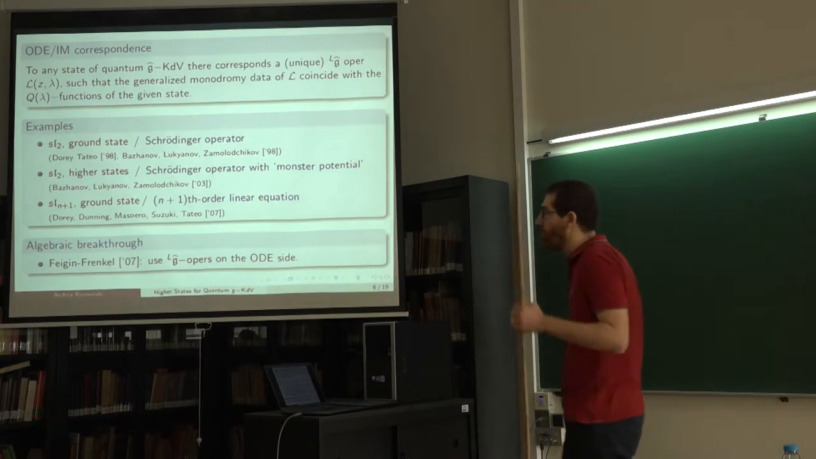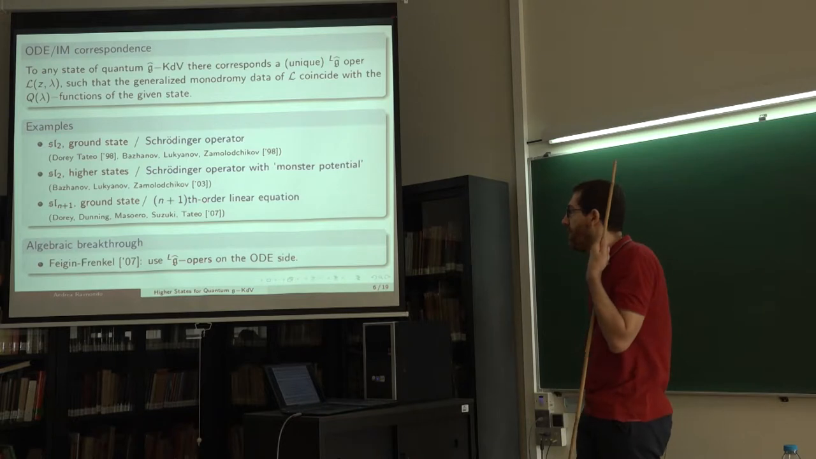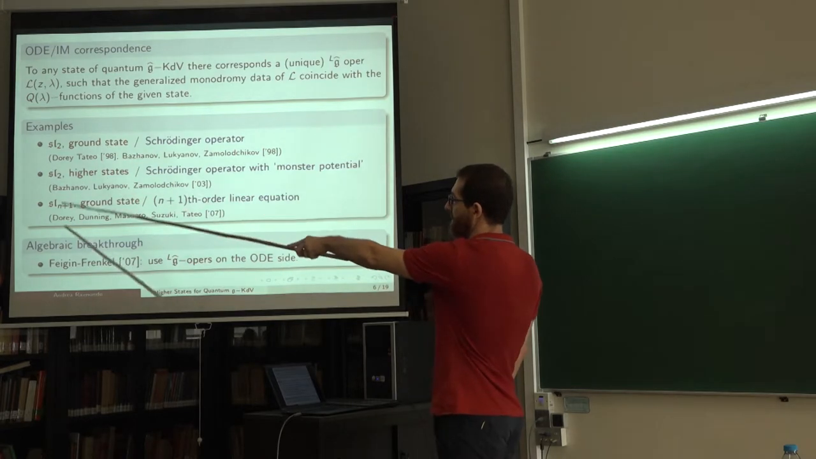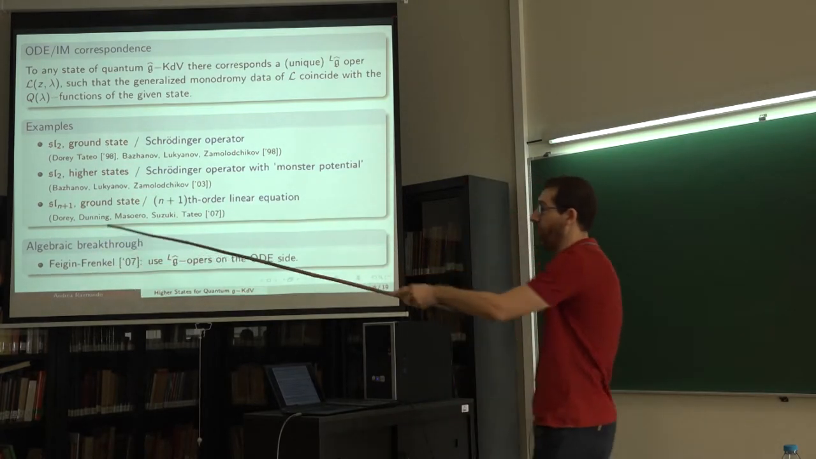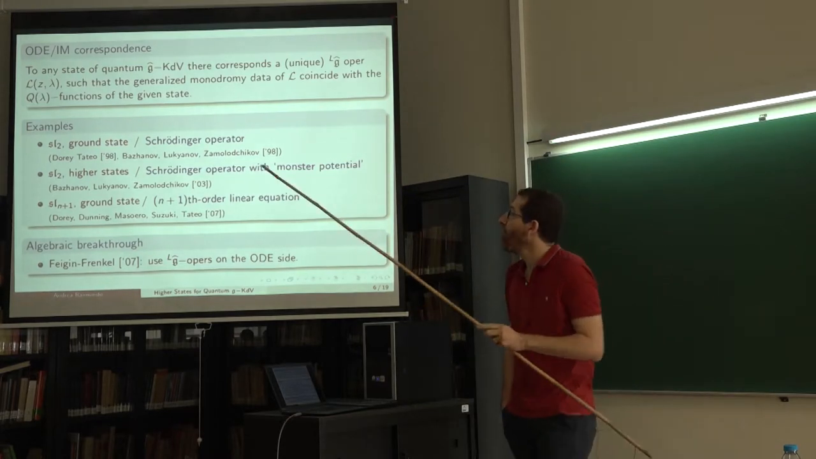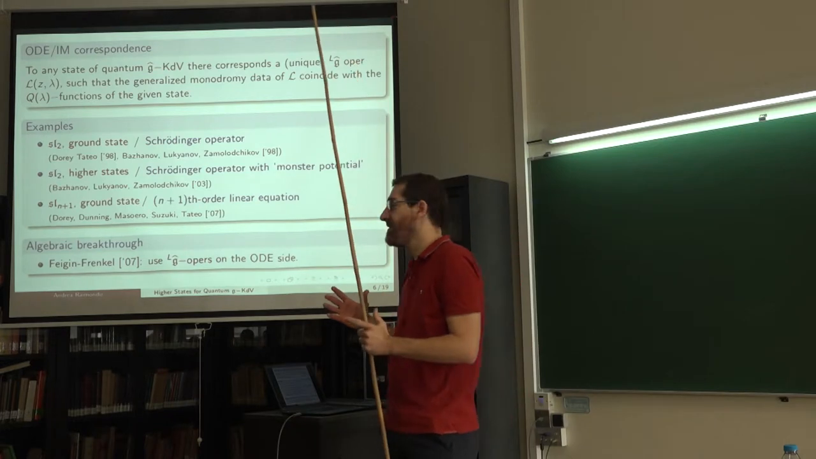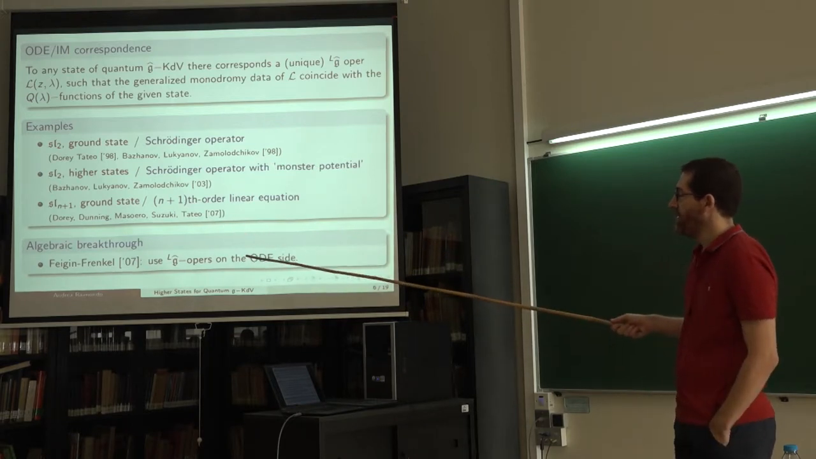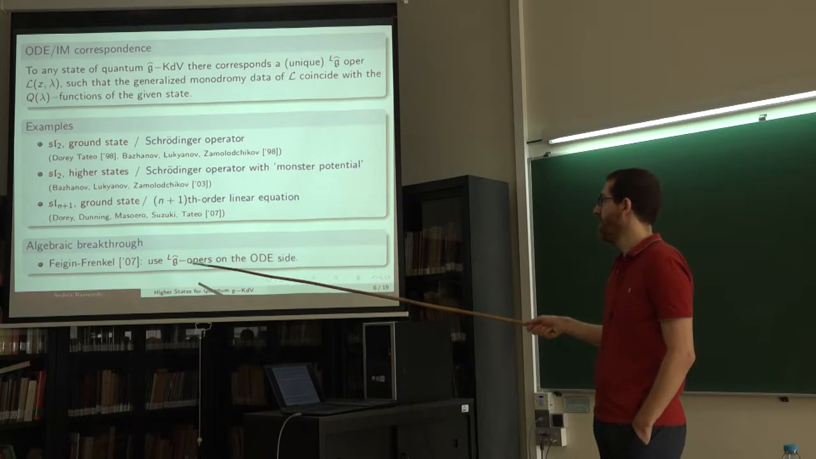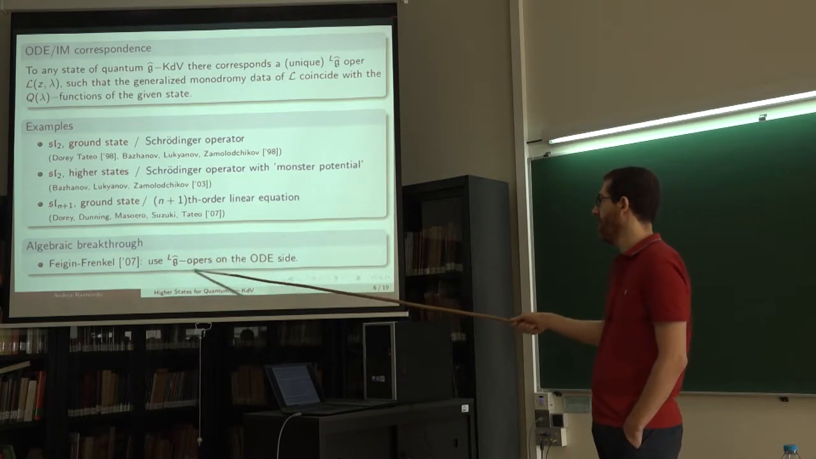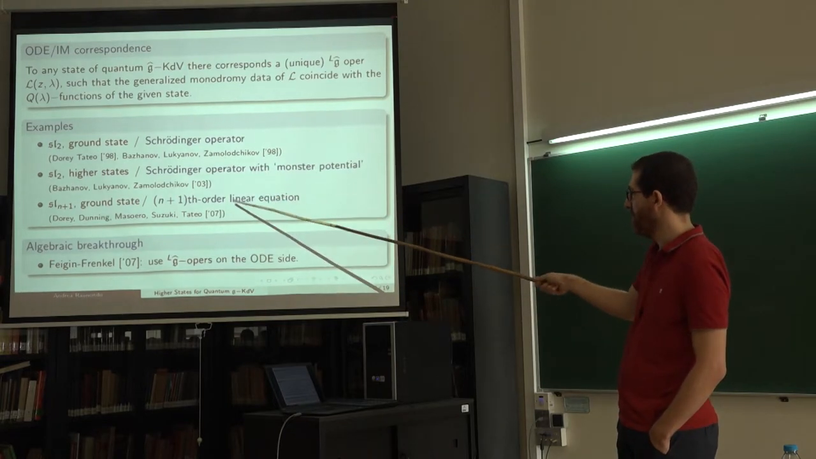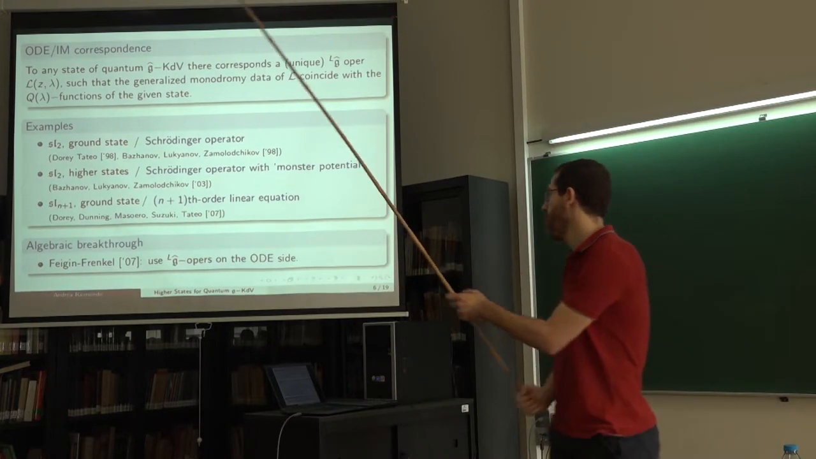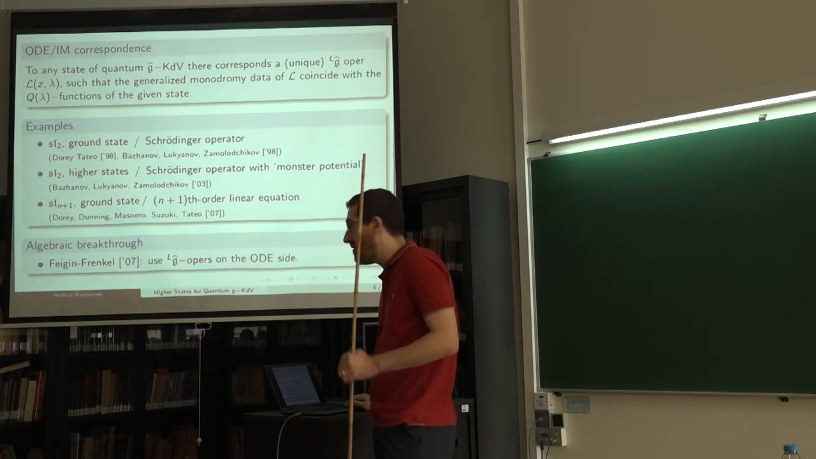The algebraic breakthrough came with Feigin and Frenkel. SL2 is Langlands self-dual, and Feigin and Frenkel recognized that this ODE/IM might be seen as a particular case of geometric Langlands. And so they said, if you want to consider this, you should consider on the ODE side L^G-Opers, so Opers rather than just linear equations, but more importantly with values in the Langlands dual. And this is correct, this is true.